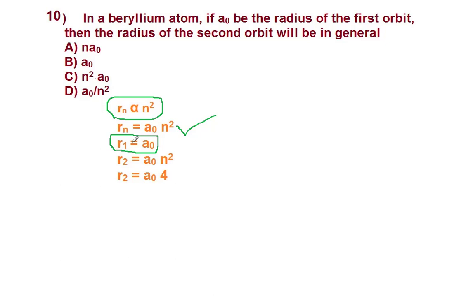Now for R2, if we compare this, R2 is A0 n square, where of course n will be 2, so R2 is equal to A0 times 4. But in our answer, 4 is not mentioned, so this is the answer, C. So the radius of the second orbit in general will be n square A0, or A0 n square.